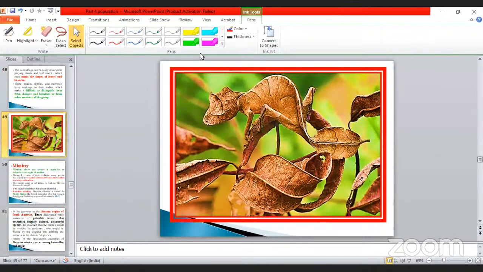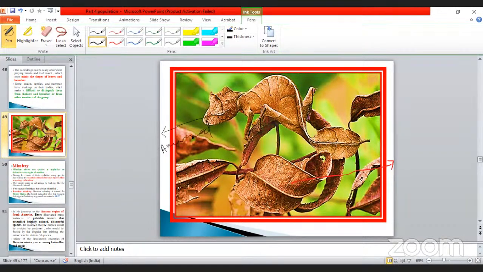This one. Okay, my dear. Here, this is a leaf structure. This is a leaf. This is a leaf. Okay, what about this one? This one is an animal. Okay, my dear, the animal looks like a leaf-like structure.